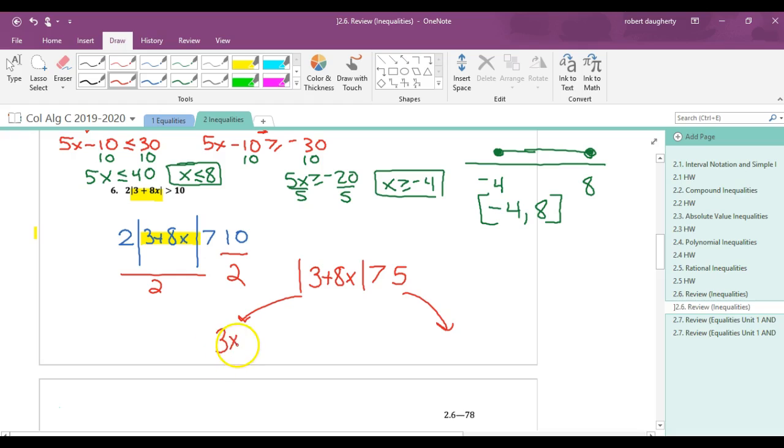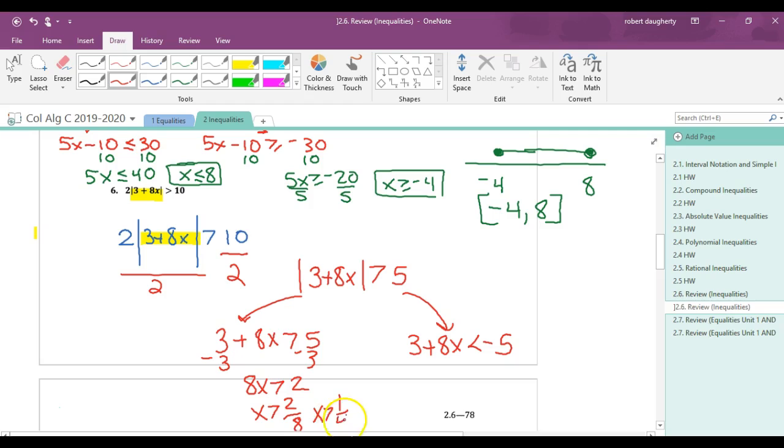First problem, copy down everything you see. So that's 3 plus 8x greater than 5. Second problem, 3 plus 8x less than -5. Now let's solve both of these problems. Subtract 3. You get 8x is greater than 2. x is greater than 2 over 8. Or x is greater than 1/4.